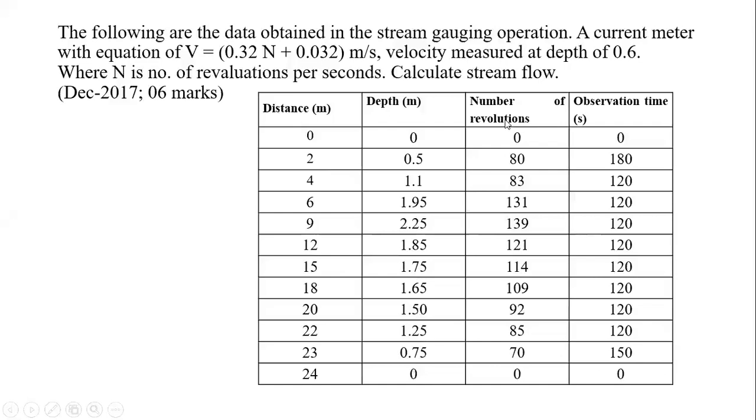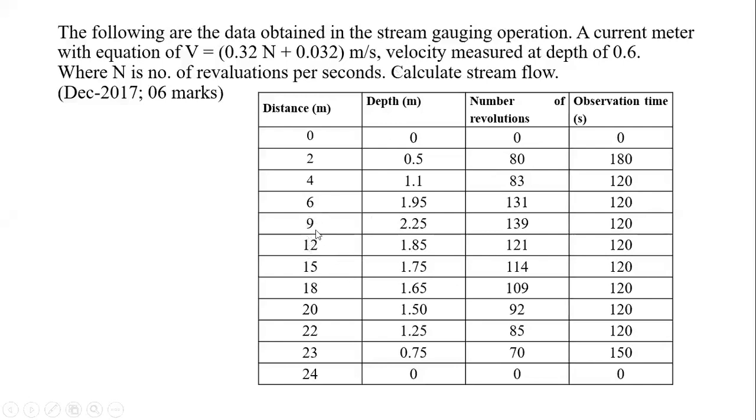And number of revolutions made by current meter at 0.6 meter of depth, that is, at 0.6 times 0.5, that is 0.3 meter, 80 revolutions in 180 seconds. Then 83 in 120 revolutions, 131 in 120 revolutions. Likewise, 70 revolutions in 150 seconds. Then they have asked us to calculate the discharge. This example is the same as the first example which we have solved. Clear? Only thing is that here the width in between is changing.